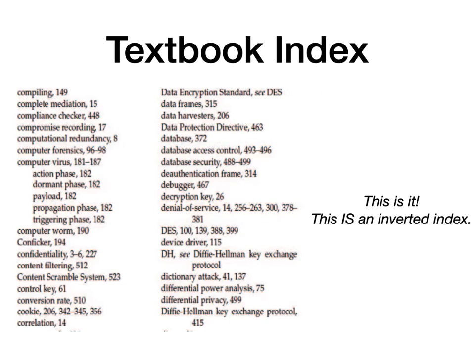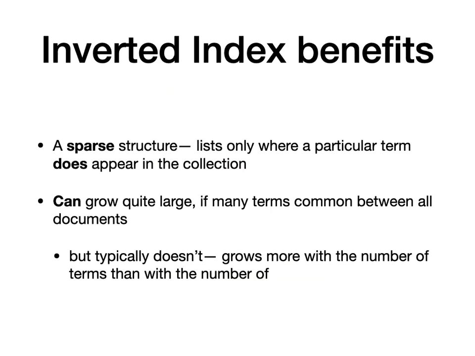So, why are we going this direction? What's good about these? First, they are sparse structures, right? They only keep track of where a particular term actually does appear in your collection. It's not holding on to a bunch of negative information of where it doesn't appear, because that ultimately doesn't matter so much, right? I'm only really concerned with where something does show up.